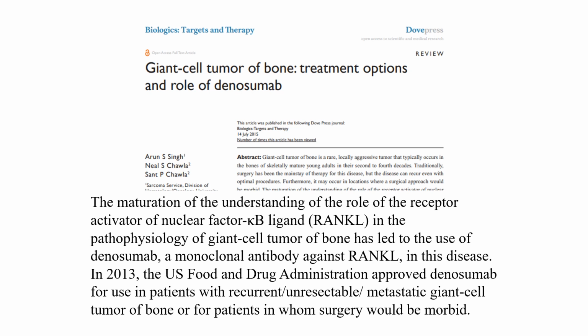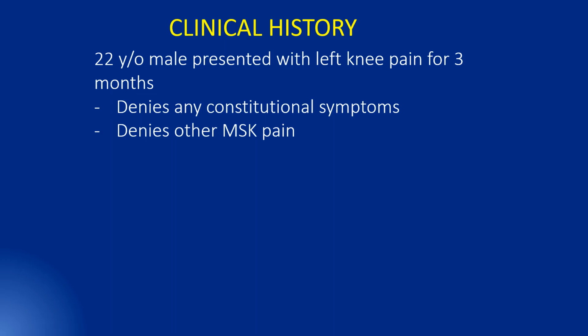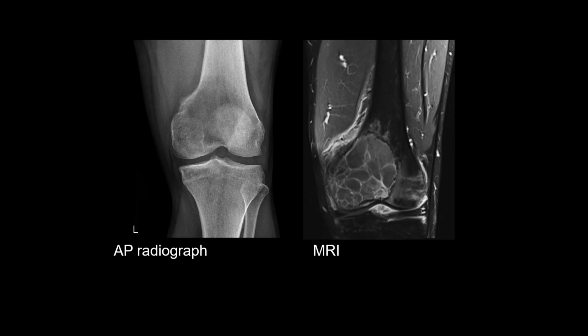These findings were nicely described by Dr. Singh and colleagues in the journal Targets and Therapy. I would like to present an interesting case of a 22-year-old patient with left knee pain for 3 months and no other symptoms, to emphasize the importance of molecular studies for clinical care. The slide on the left shows an X-ray, which shows a metaphyseal epiphyseal expansile lesion, and on the right an MRI shows a predominantly cystic lesion.